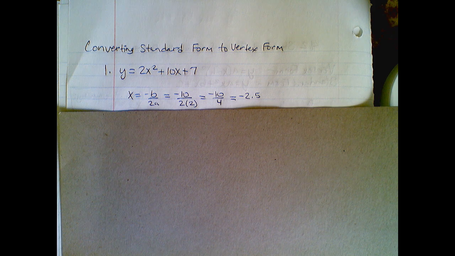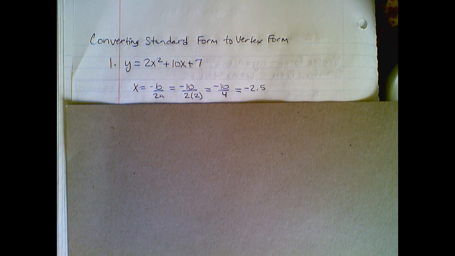The next two examples that we're going to take a look at is converting standard form to vertex form. So if they give us a standard form and they say write this equation in vertex form, we need to be able to solve for our vertex. So we're going to do the same process. We're using x equals negative b divided by 2a to help us solve for our x.